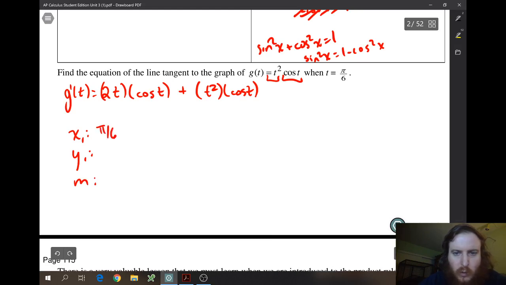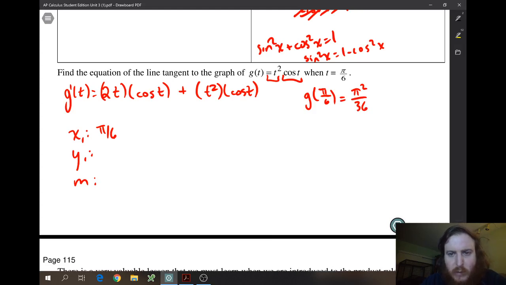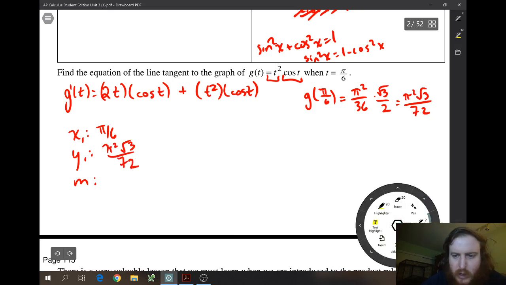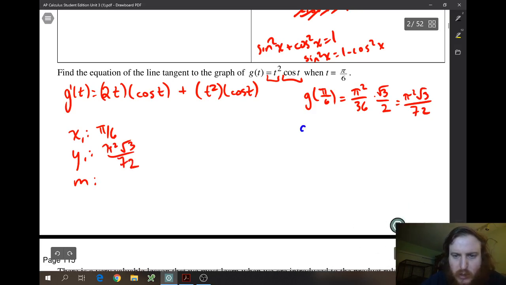For y1, we're going to plug in pi over 6 to the original. So that's pi squared over 36 times the cosine of pi over 6, which on our chart is square root of 3 over 2. Okay, that's our cosine. So we're going to get basically pi squared root 3 over 72. Kind of weird, but it's okay. All right, and then the slope is g prime of pi over 6.